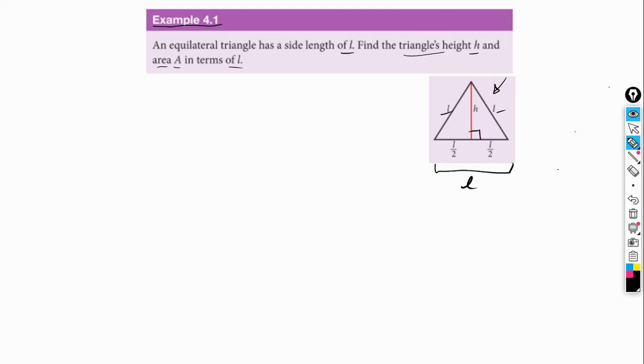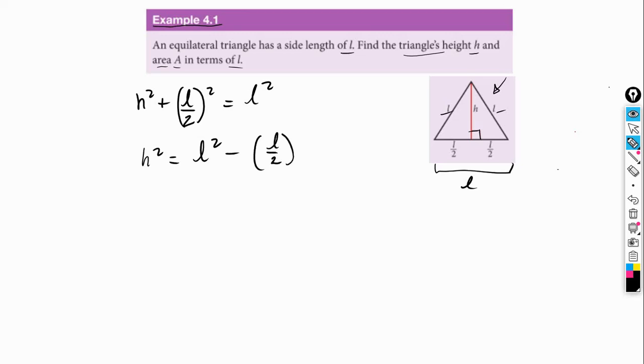So notice that we can use the Pythagorean theorem because the height squared plus L halves squared is equal to the hypotenuse, which in this case would be L squared. So what we have to do is solve for H. So notice that we can rewrite this as H squared is equal to L squared minus L over 2 squared. But we can expand this here, right? This will be H squared is equal to L squared minus L squared over 4.